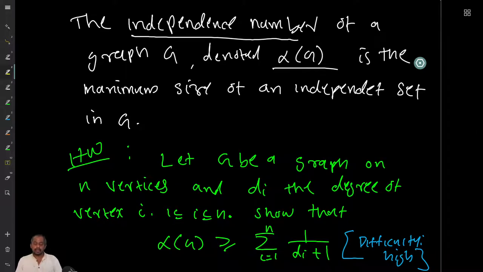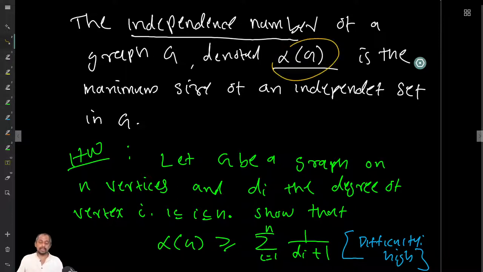Now, here is another question. For that, let us define the independence number of a graph. We already said what an independent set is. An independent set in a graph is a set of vertices where, between these vertices, there is no edge present. So if you look at the induced subgraph on these vertices, you will get an empty graph, without any edges. Now, the largest independent set that you can find in a graph is called the independence number, usually denoted by alpha of G. So alpha of G is the maximum size of an independent set in the graph G.